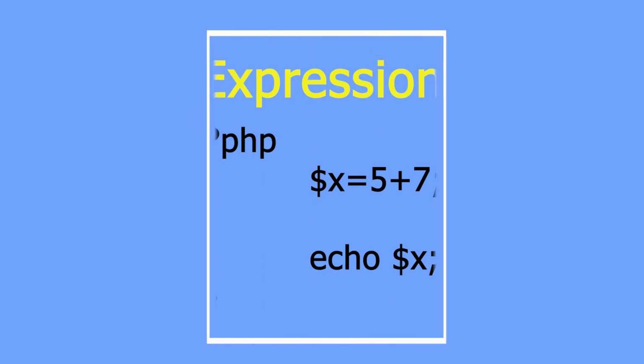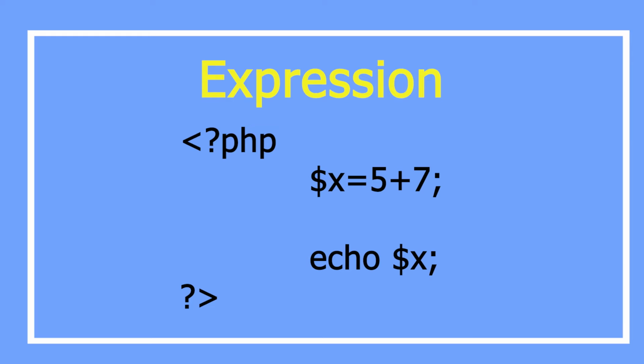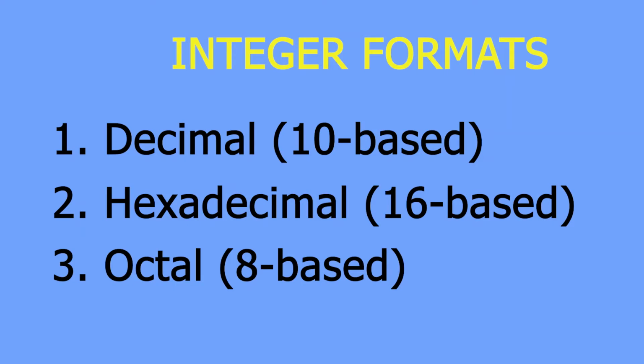As you can see on my screen, we've defined a variable and we've equated it to two integers, 5 plus 7. So the variable that is on the left will actually have 12. The most important thing you need to know about integers in PHP is that they can either be in decimal, which is the default. Any integer you write in PHP by default is in decimal.